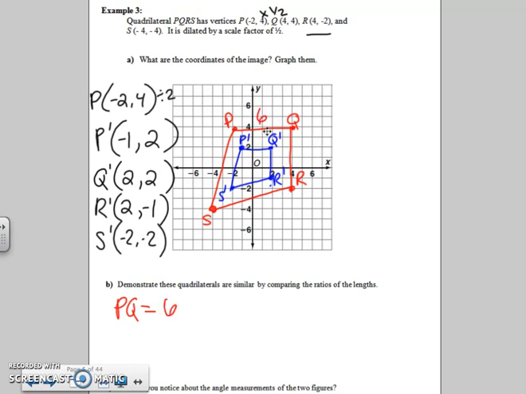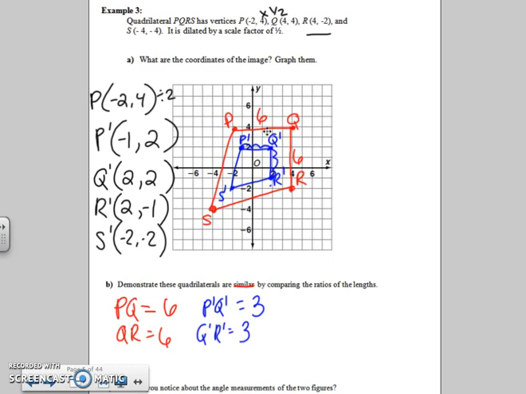Okay, and then QR had a length of 1, 2, 3, 4, 5, 6. So if PQ and QR had a length of 6, and I want to make sure that my ratios are similar, I need to make sure my sides decrease by the same number. So to do that, let me find P prime, Q prime, and let's find that length. So from P prime to Q prime was 3. And then from Q prime to R prime was 3.